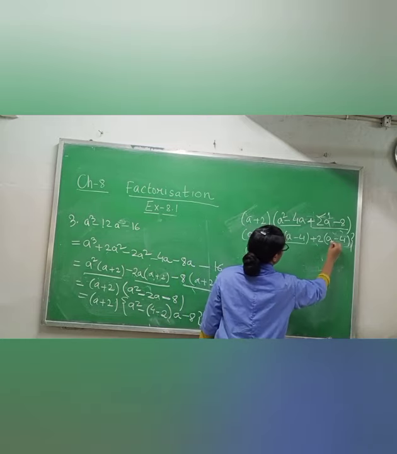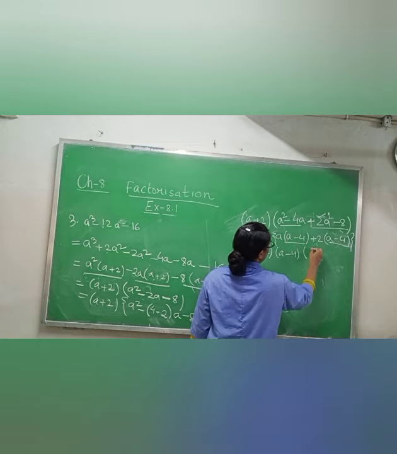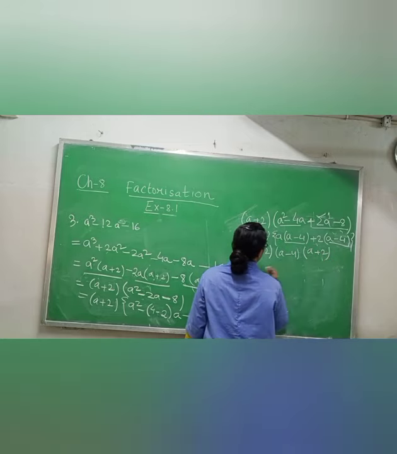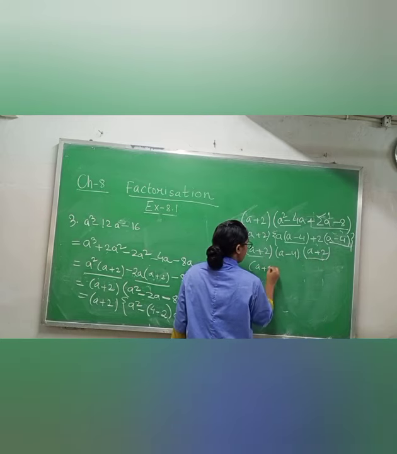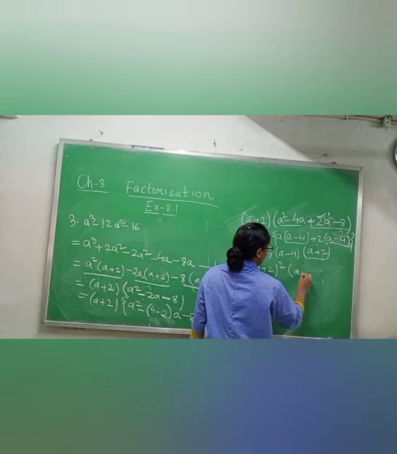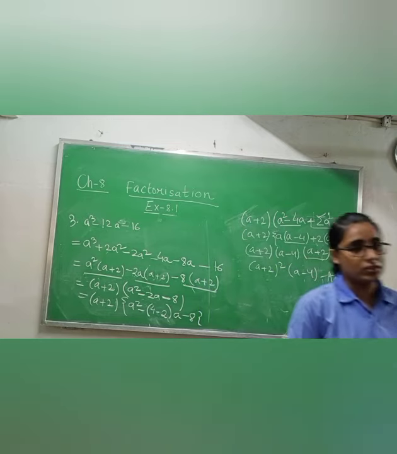Now see, a minus 4, a minus 4. Write one time. What is that? A plus 2. Now see, 2 times a plus 2, a plus 2, you can write (a plus 2) whole square, a minus 4. This is your answer. Complete this one.